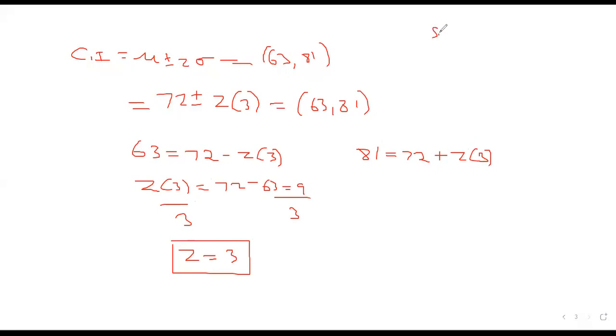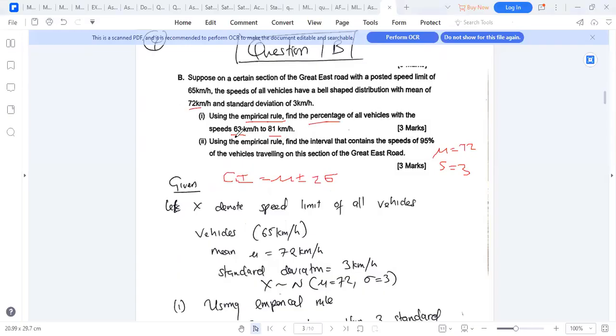So there's a song that we have under the empirical rule. Number of standard deviations, we have 1, 2, and 3. Percentage for 1 is 68%. For 2, 95%. And for 3, 99.7%. So this 3 therefore implies that 99.7% of the observations will fall within that speed limit. So what percentage of all vehicles will have the speed limits of 63 to 81?